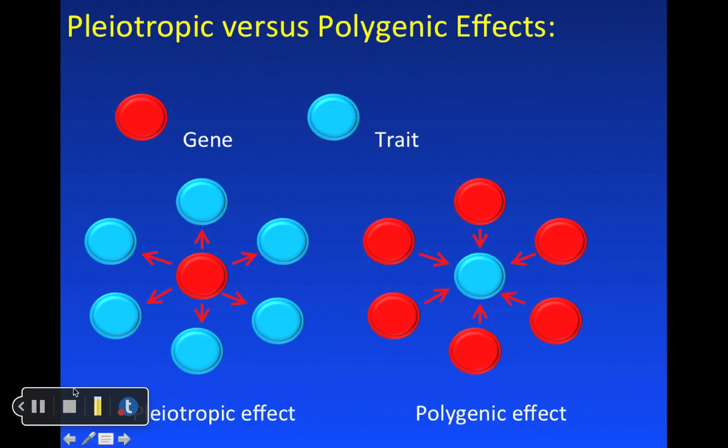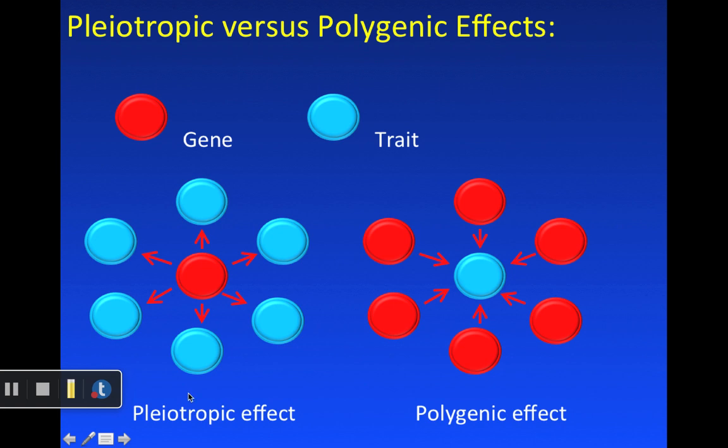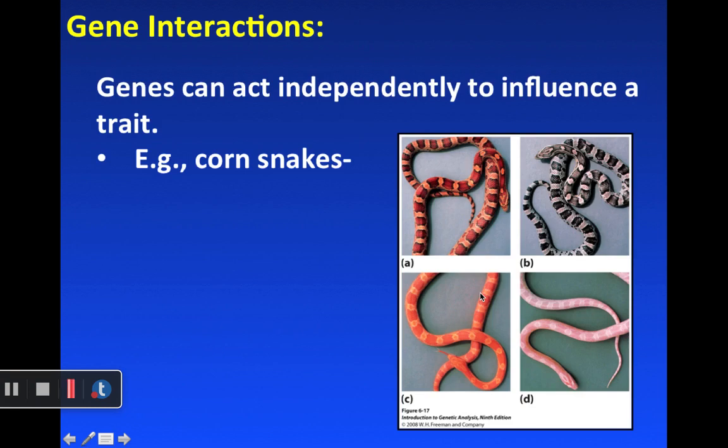So this slide just summarizes pleiotropy and polygenic effects. So pleiotropy, again, one gene affecting multiple traits. Polygenic, multiple genes affecting a single trait.